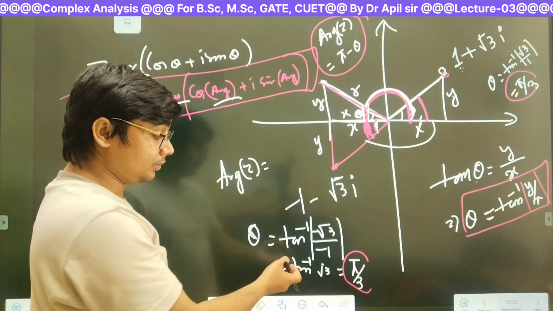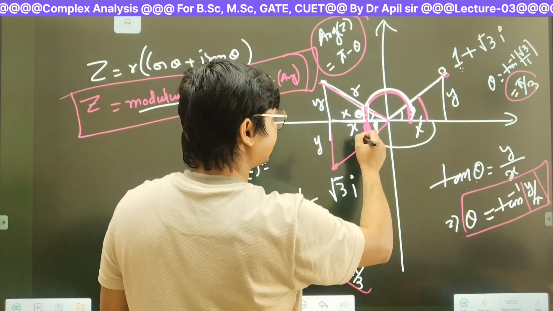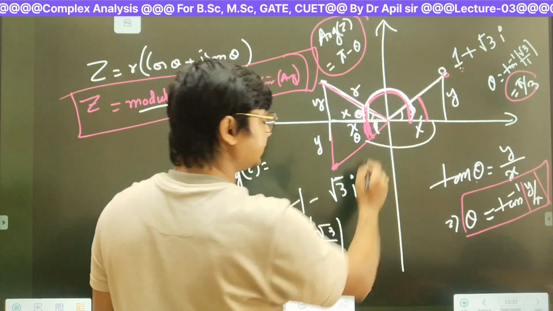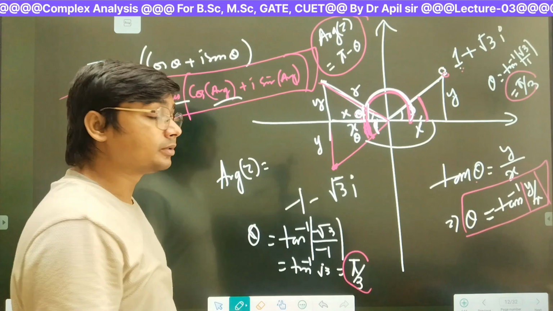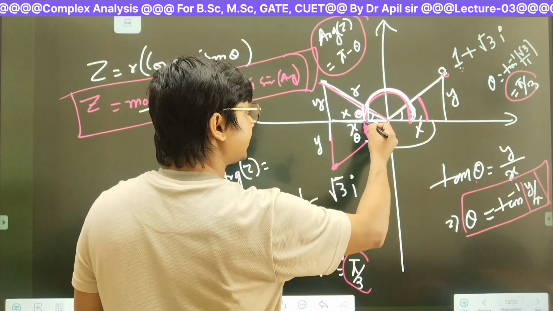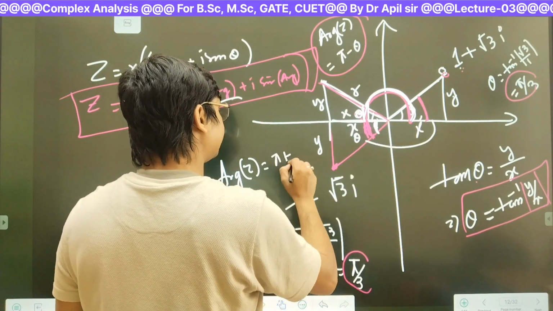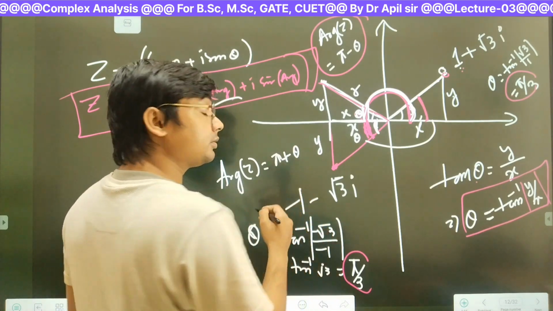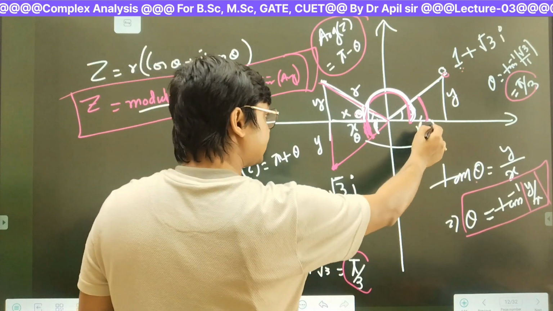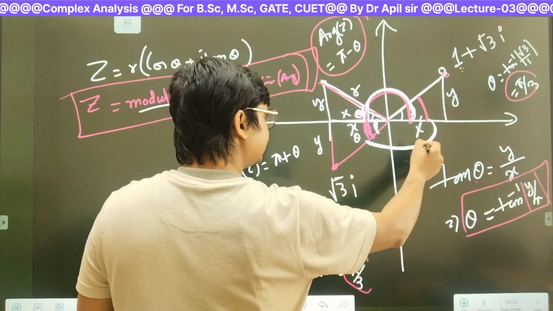Here you see, if we use this formula, we can easily find this theta. Here this will be the theta. So what will be the actual argument? This will be total pi plus theta, right? Pi plus theta. Or this way also we can measure from this side, okay? So this will be the actual argument.